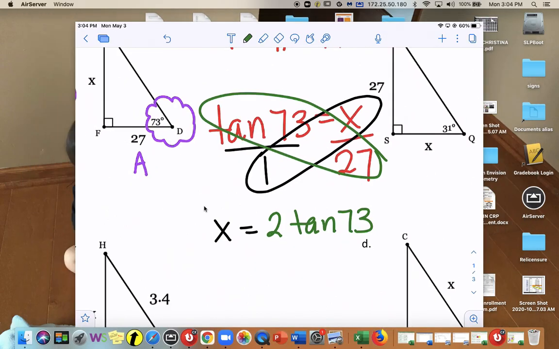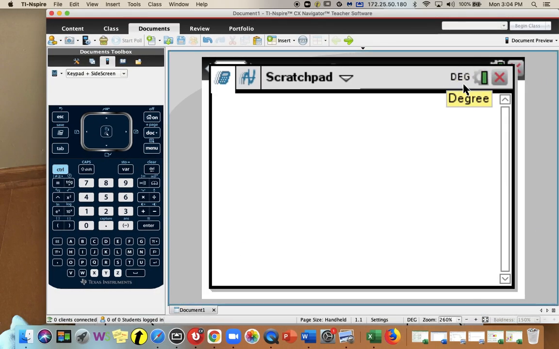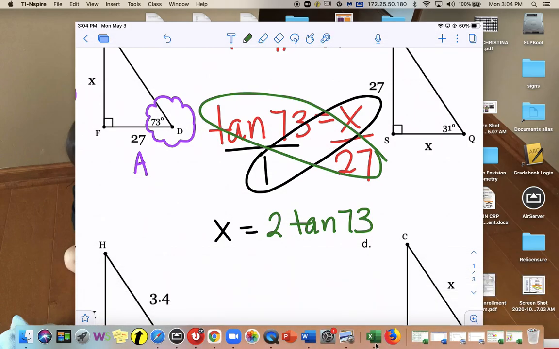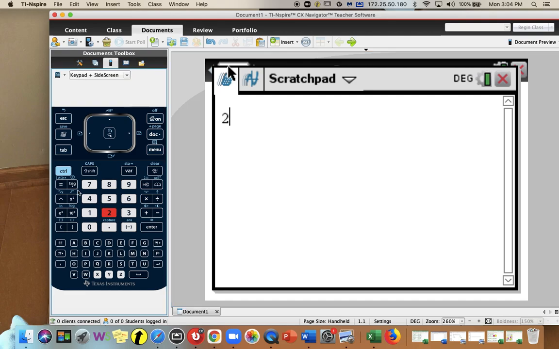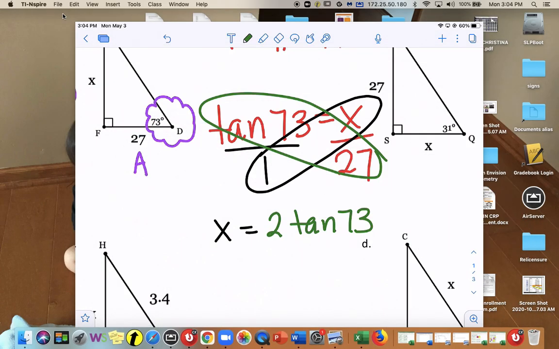You do want to make sure you're on degree mode, whatever device you're on. It should say DEG somewhere. And so on mine, it shows right here, degree mode. And I'm just going to type in 27 tan 73. And then we'll get our answer. So it's about 6.5 if we round to the nearest tenth. So x is about 6.5.